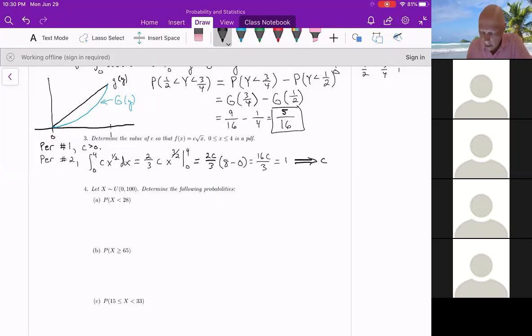which implies that c has to be 3/16. And as a quick check, it satisfies the first criterion, which is I knew that c must be positive, and 3/16 is positive, and so both of our criteria are satisfied, and that is going to make it a valid probability density function.